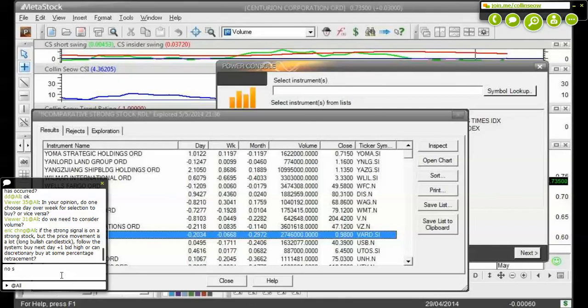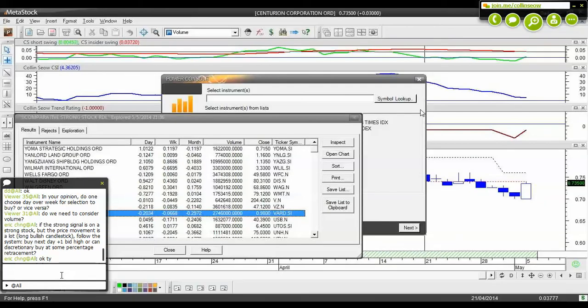Okay, we have a question. If there is a strong signal on the strong stock and the price movement is a lot, should we follow the system by the next day, or buy discretionary at some price? Follow the system. Buy one bit above the high. So should we buy one bit above the high or buy discretionary? I think just follow the system. That's the easiest.